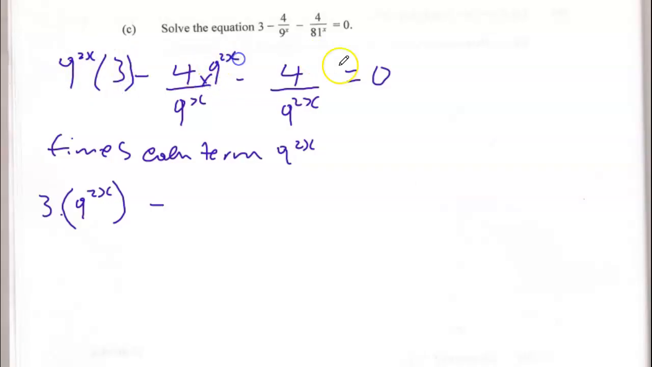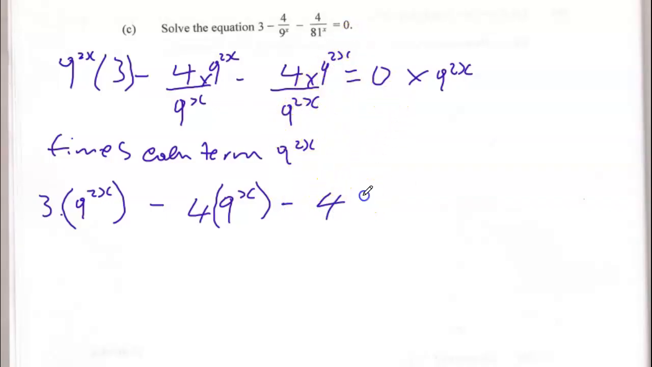Notice in that term, indices, you're dividing. In the middle term there you're dividing, so same base 9, you can subtract powers. So we have 4 and then 9 to the power of 2x, so that will become 9 to the power of 2x minus x, so it will become 9 to the power of x, right? So we subtract the powers, we get that, and then 9 to the power of 2x into itself, we're left with just 4. And 0 times anything is 0.